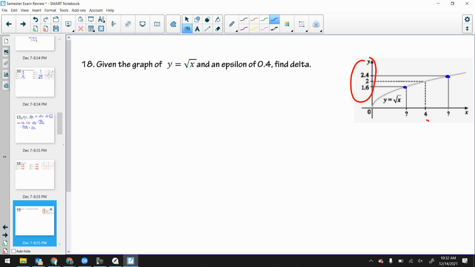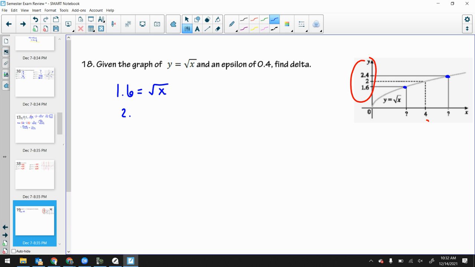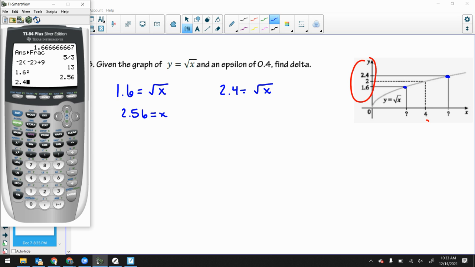Okay, well, let's figure out those x values. I say the y value 1.6 is equal to the square root of x. That gives us this coordinate. Squaring 1.6 gives 2.56. Let's do the same thing for the upper boundary. So 2.4 is equal to radical x. Squaring 2.4 gives 5.76.